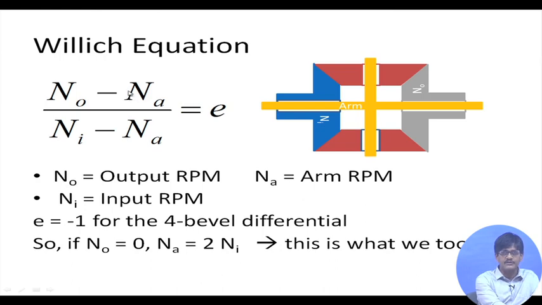So, the Willis equation says that the output rotation with respect to the arm rotation, divided by the input rotation with respect to the arm rotation, will bear a constant ratio, which is obtained by keeping the arm steady and rotating the system. So, if I rotate Ni, looking from this particular direction, suppose it is rotating clockwise and this is rotating counterclockwise. Let us draw a figure and show it.